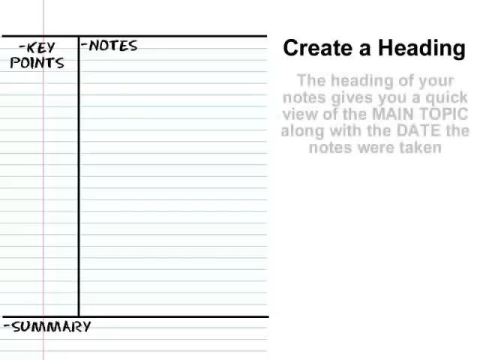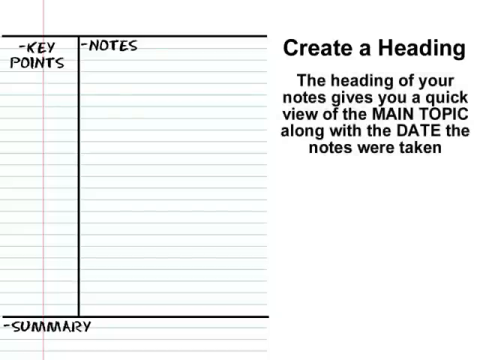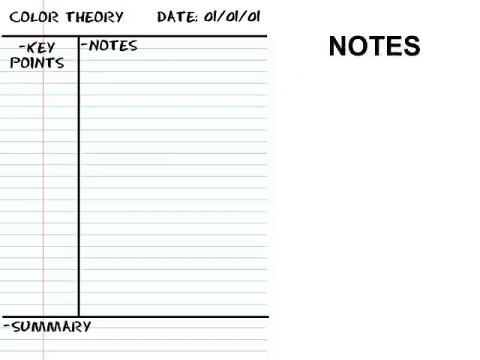Let's create a heading now. The heading of your notes gives you a quick view of the main topic along with the date the notes were taken. This will make it easier to find your notes. You can either do it by topic or by date. Now that your paper is set up in the Cornell style, let's look at taking some notes.